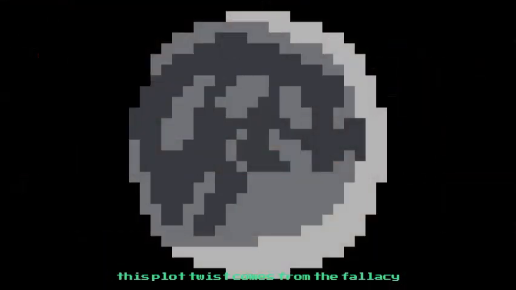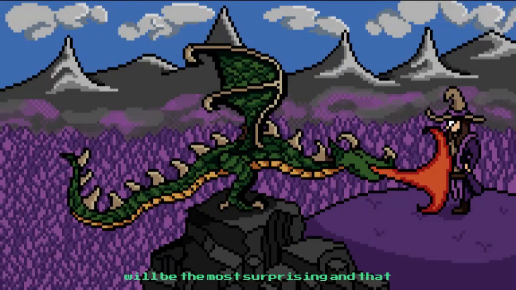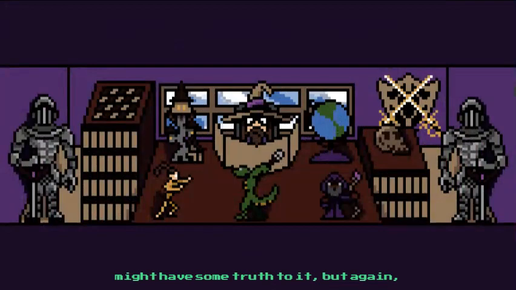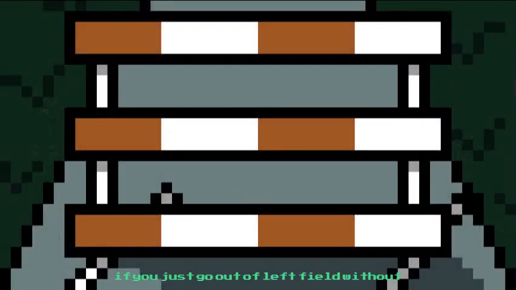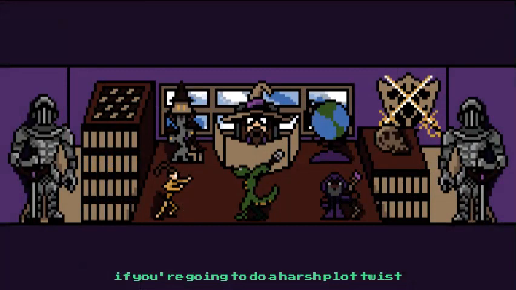Well, this plot twist comes from the fallacy that the plot twist that is the harshest will be the most surprising, and that might have some truth to it, but again, if you just throw it out of left field without setting up for it, you're just being rude. If you're going to have a harsh plot twist like this, you'd better set up for it, and the harsher the plot twist, the more you need to set up for it. Plus, your players should know what kind of campaign they're getting into. If you're going to have harsh plot twists like this, let them know in advance, not what it's going to be, that you're going to do it.